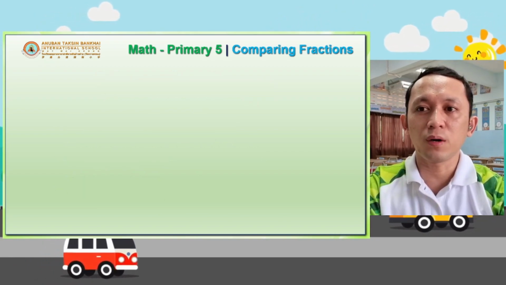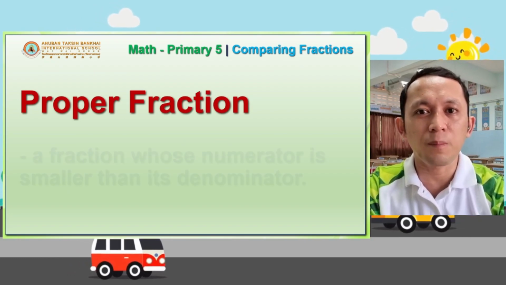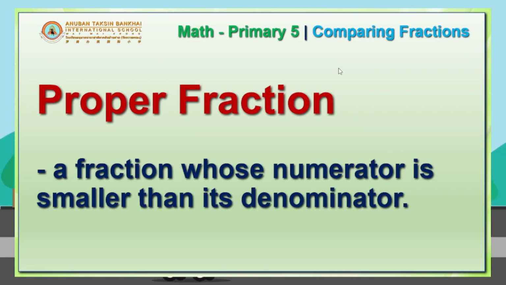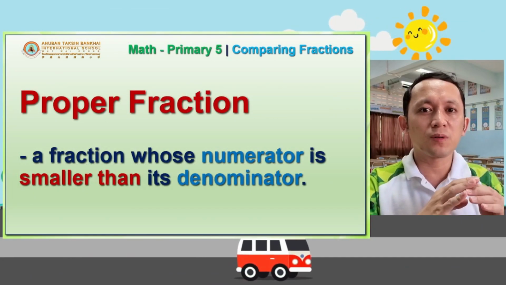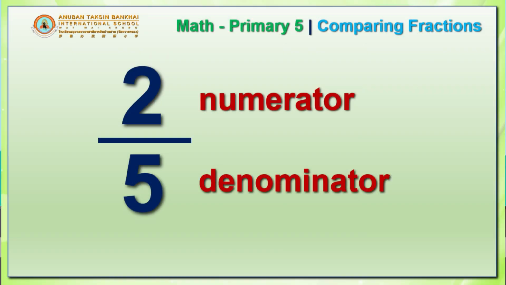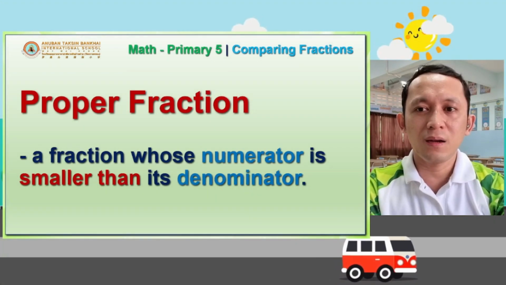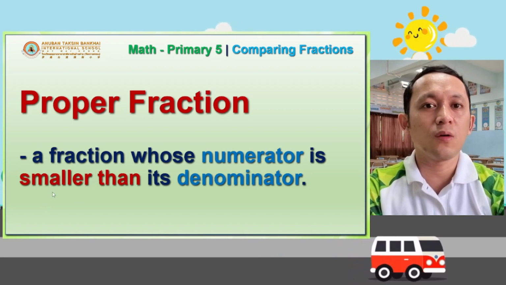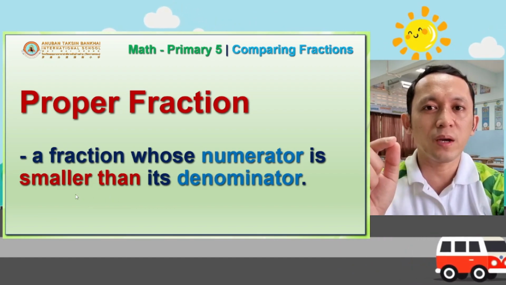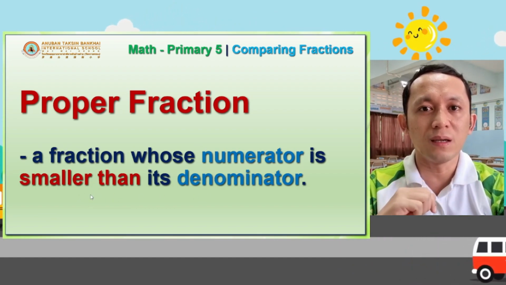Let's have our first word. What is a proper fraction? A proper fraction is a fraction whose numerator is smaller than its denominator. If you could still remember, the numerator is the number above our fraction and the denominator is the number below our fraction. Our keyword here is smaller than. So when we say proper fraction, the numerator is small, the denominator is big.